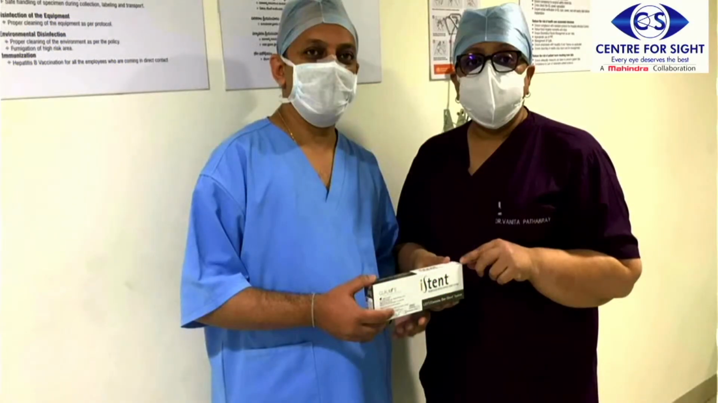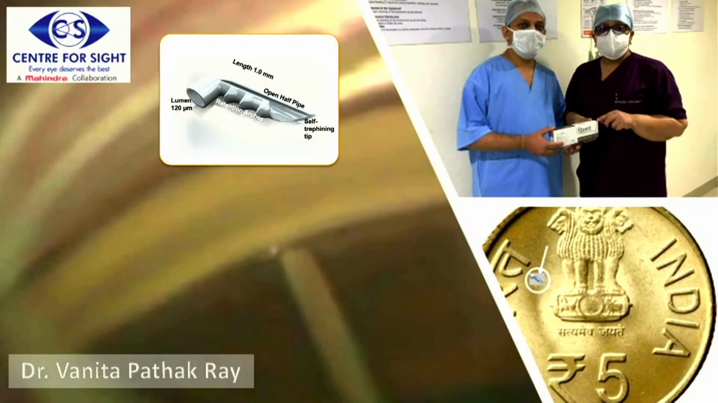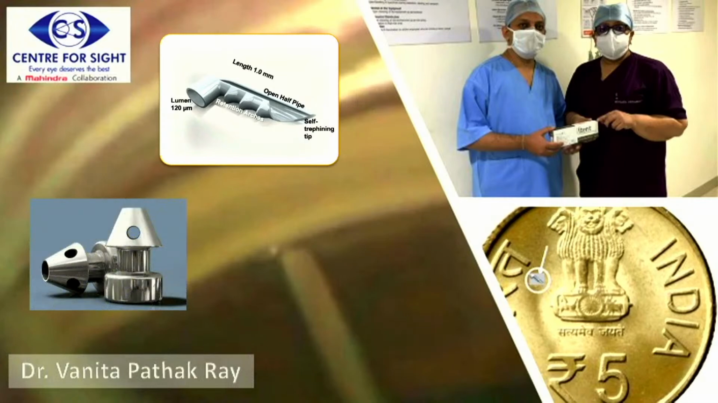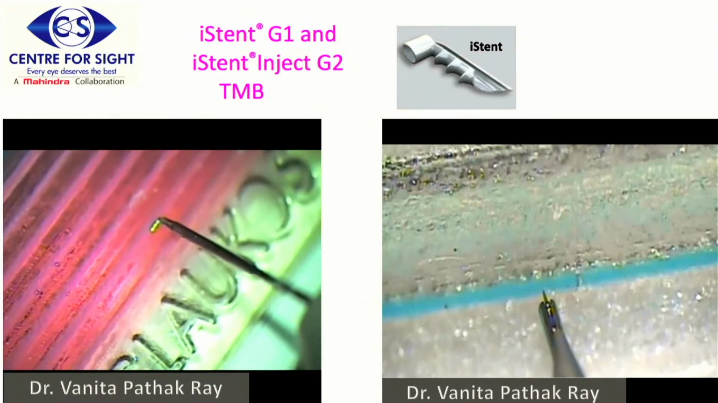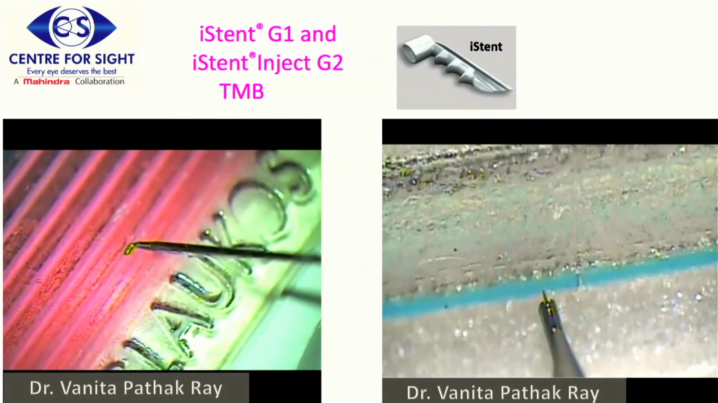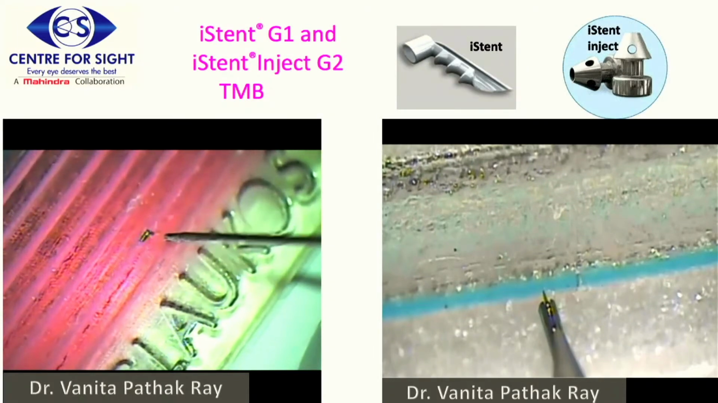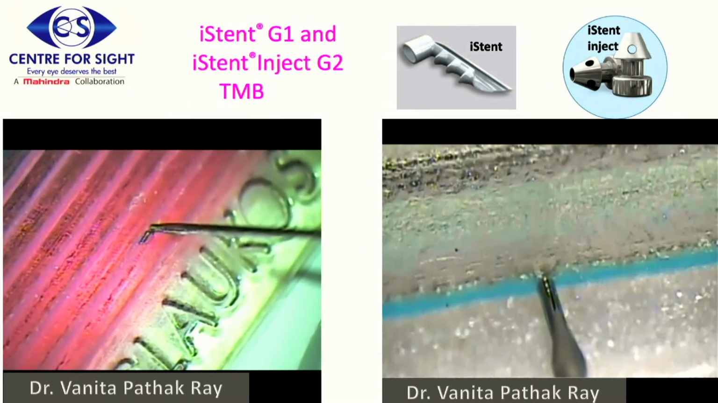This is the very first iStent done in India, 15 September 2021. Things have changed since then. It's a very small device. The G1, like you have already seen, is a snorkel-like, L-shaped device, and the other one looks a little bit different, comes 2-in-1. The way you implant them is also slightly different. With the G1, you go almost parallel to the trabecular meshwork to implant it into Schlemm's canal. Whereas with the G2, you go perpendicular to the trabecular meshwork. You make a dimple and inject, as you see there.